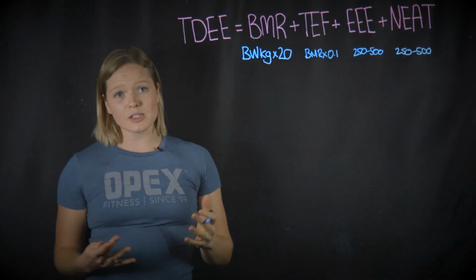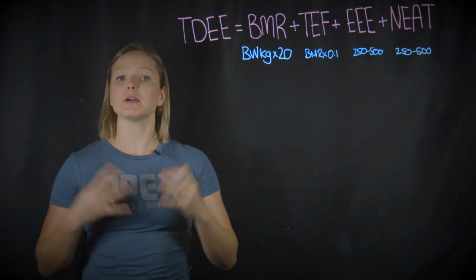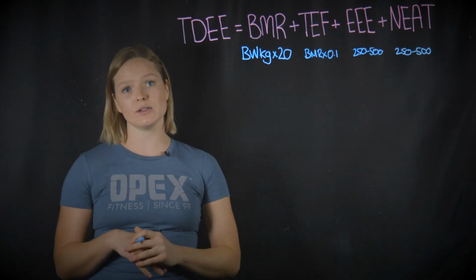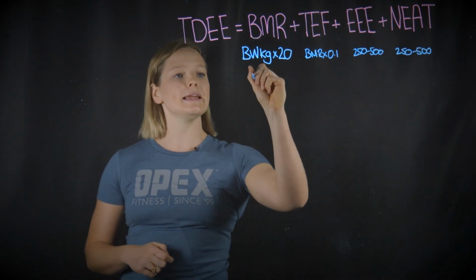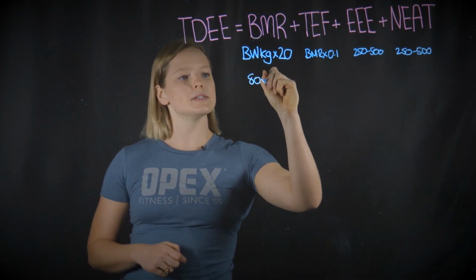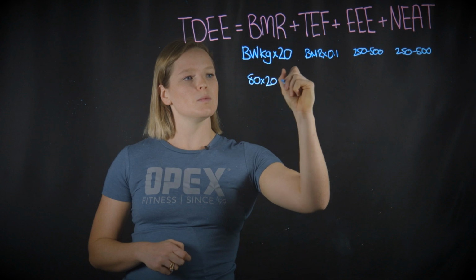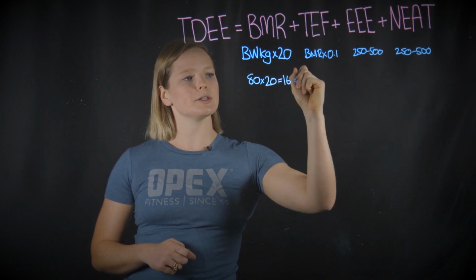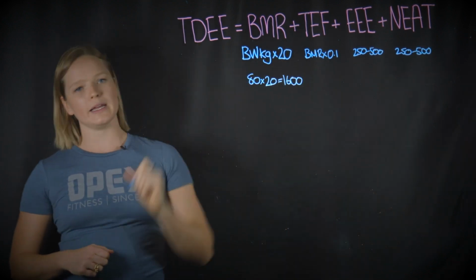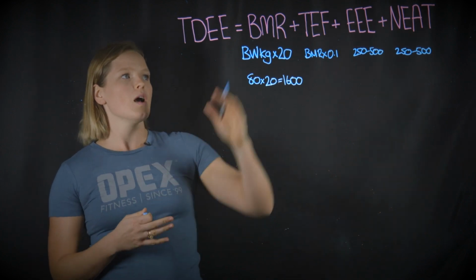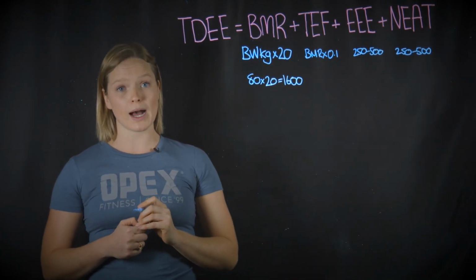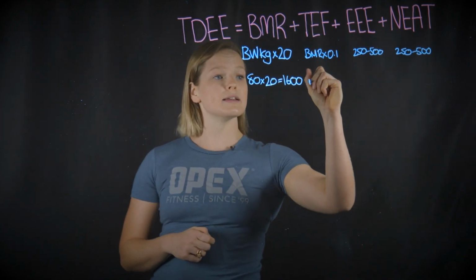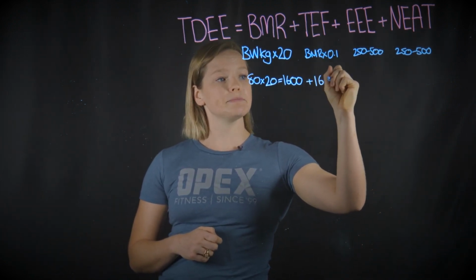So let's do a quick calculation now. I'm going to take a client 80 kilos in body weight. And so for this client, their BMR, I'm going to go 80 times 20, which is going to give me 1600. So my BMR here is 1600 cals. On the right side here, TEF, I'm going to times this 1600 by 0.1. So that is going to give me an extra 160.